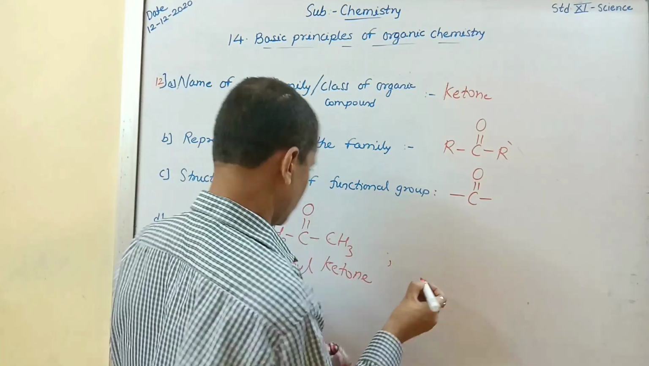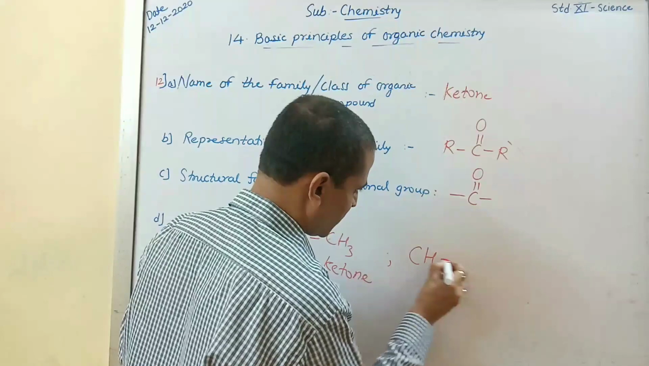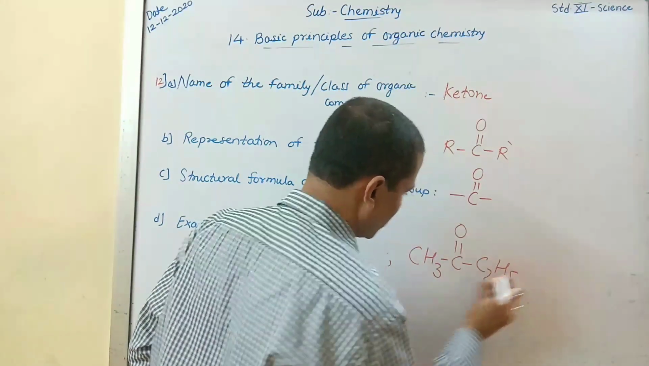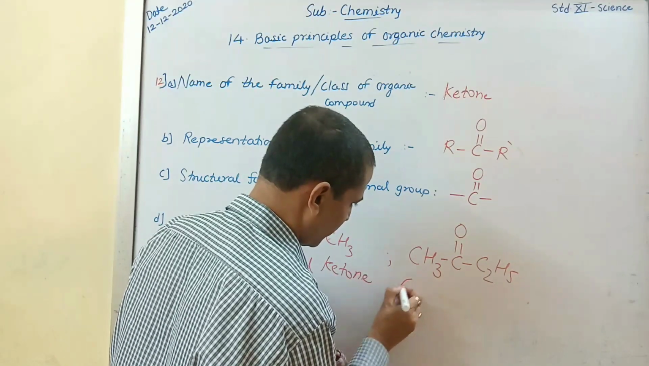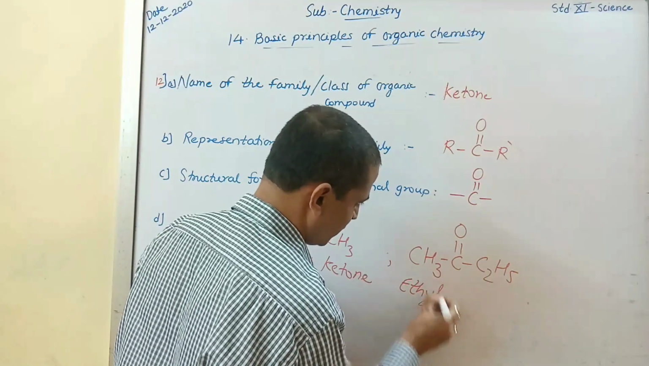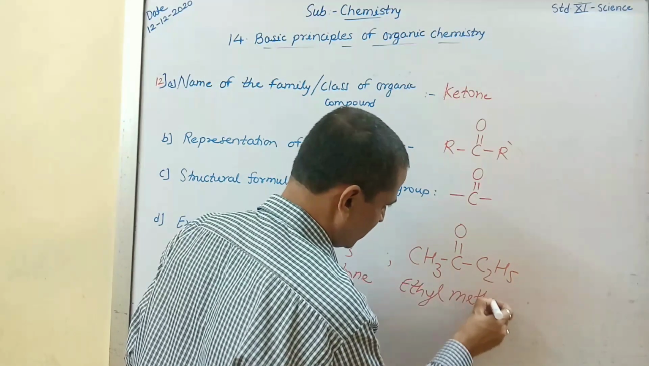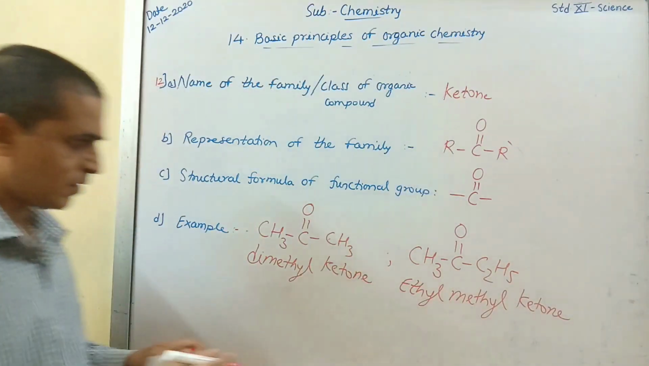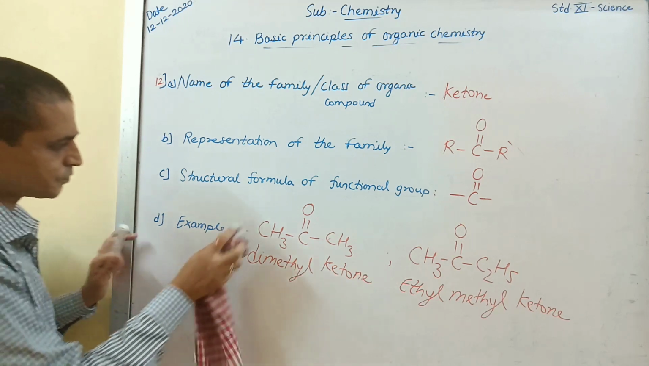Or consider one more example, CH3COC2H5. It is called as, again follow alphabetical order. You have ethyl methyl ketone.